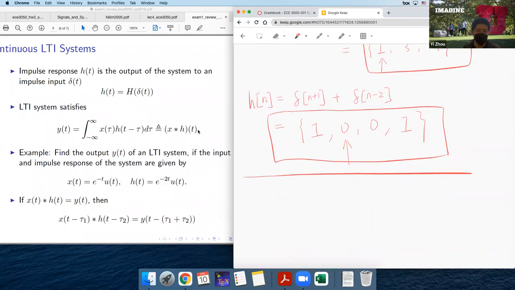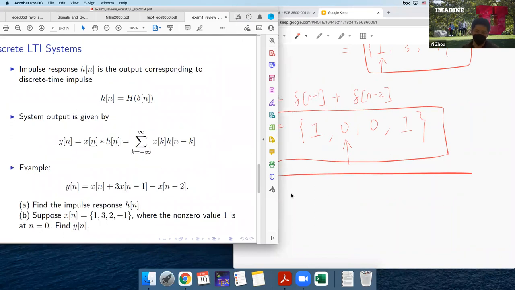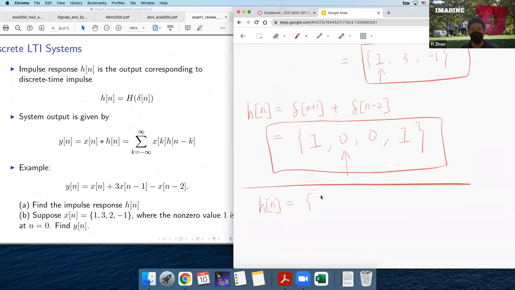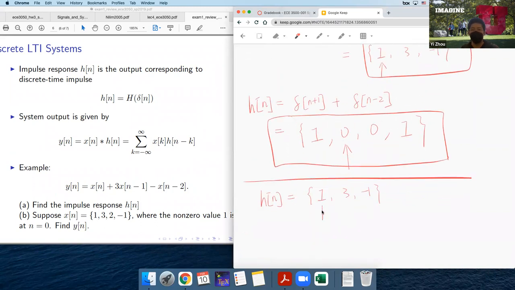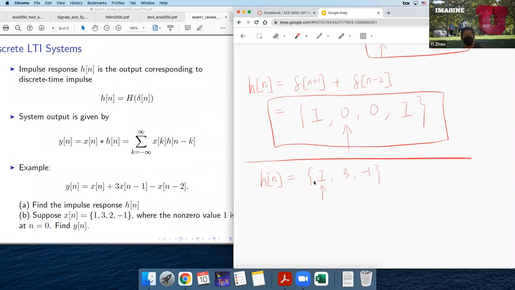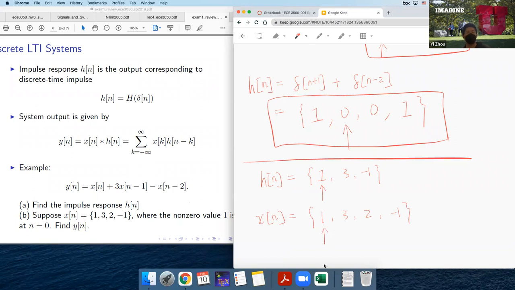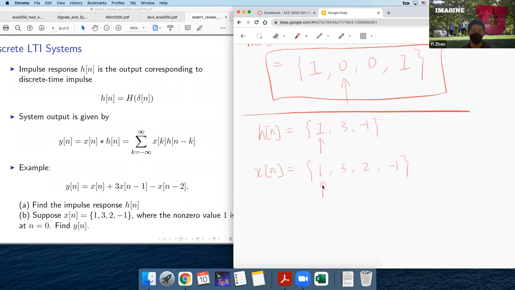So from part A, we know that the impulse response is given by 1, 3, negative 1, right? It's from here. And we have an arrow here to indicate that this corresponds to the original time point. And now we are given this input x[n], which is 1, 3, 2, -1. Since the non-zero value 1 is at n, we put an arrow here to indicate that this is the original time point.